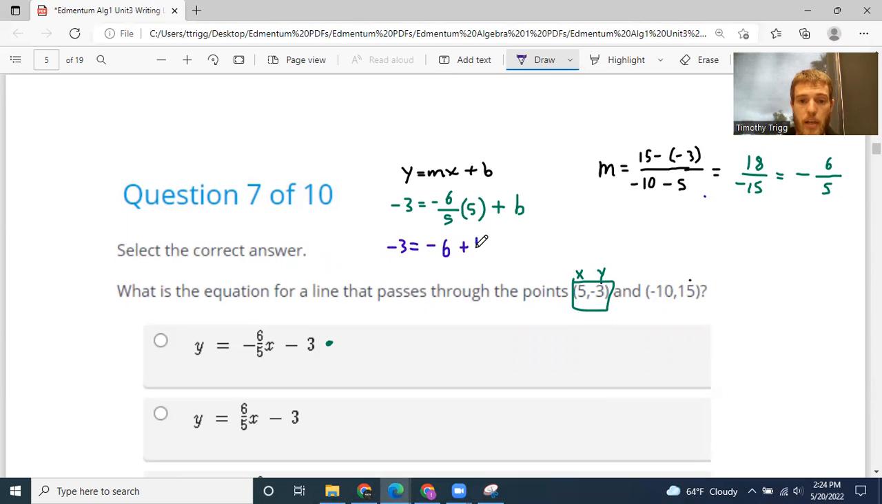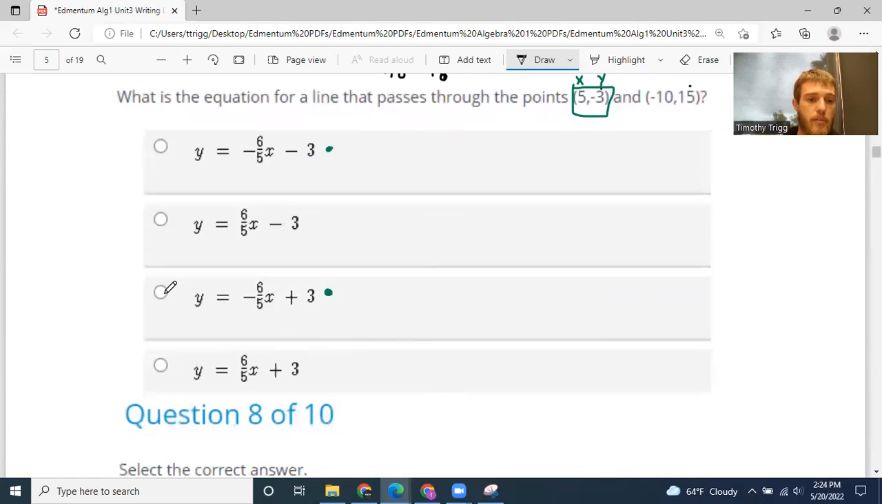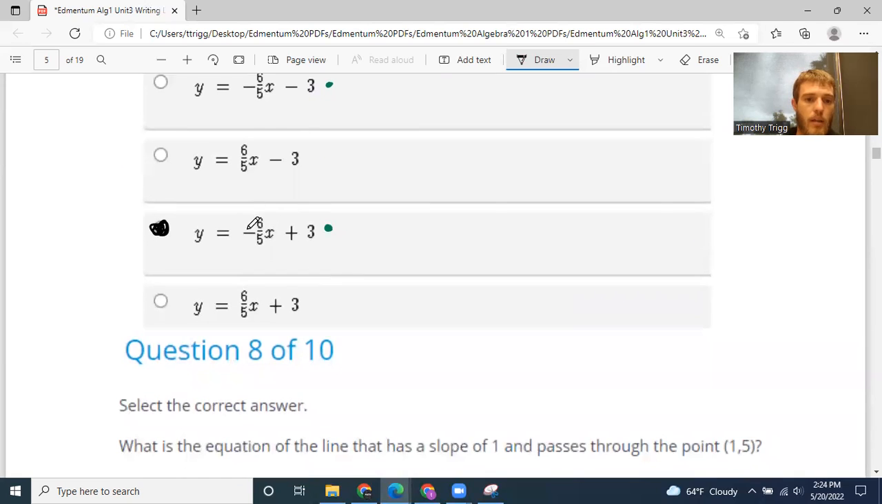Then we also have a plus b. My goal is to figure out what b is. So let's go ahead and solve for b in this equation. To solve for b, I'm going to add 6. Then that forces me to add 6 on the other side of the equation to keep it balanced. -3 plus 6 is +3. This cancels, and that leaves me with b. So what's my b? What's my y-intercept in this case? 3. So that's this one. -6/5 for the slope, and then a y-intercept of 3.